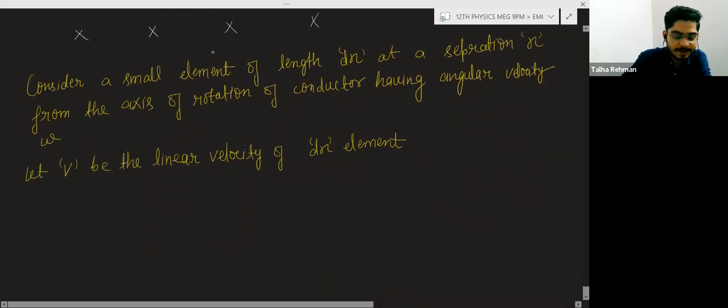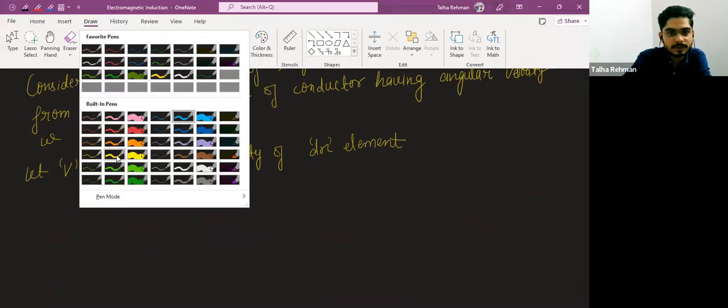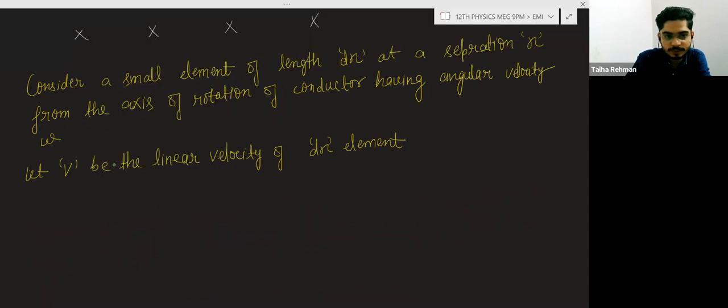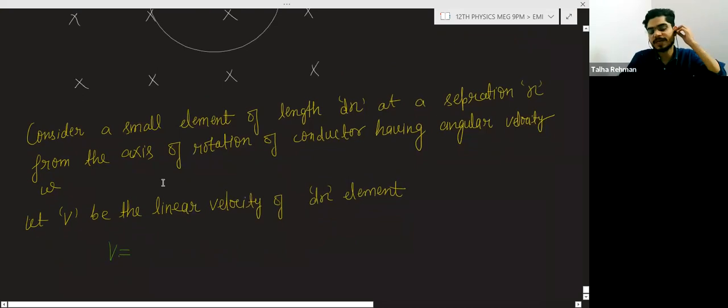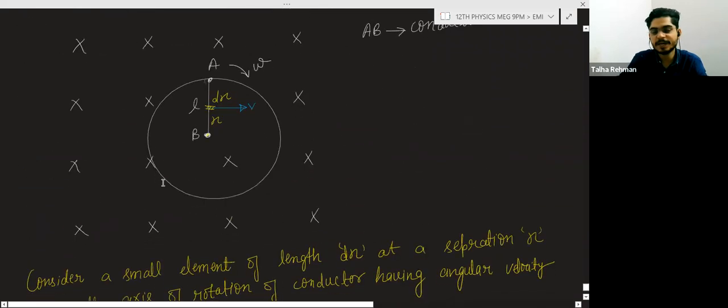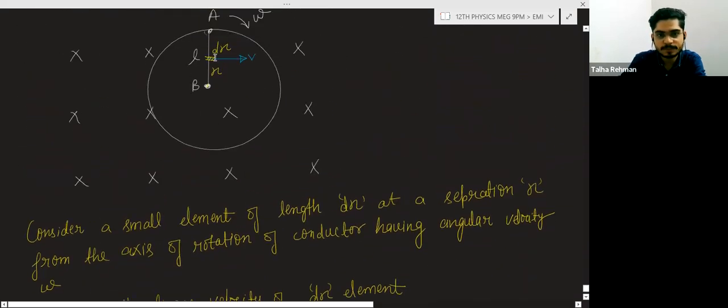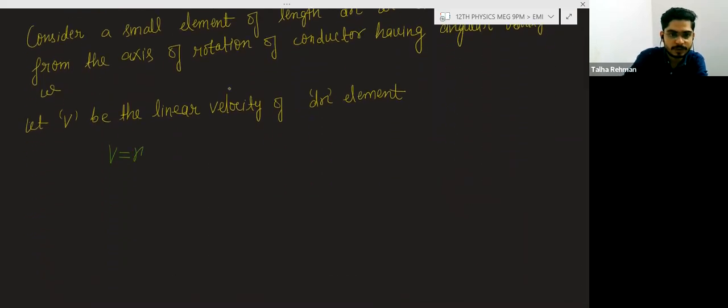V is the linear velocity. And what is the relation between v and omega? V is equal to the distance from the axis of rotation, that is r, into omega. So what is the distance of this dx from the axis of rotation? This distance is x. So you will write v is equal to x into omega. This is the linear velocity of the dx length, the very small length I have taken of the conductor.